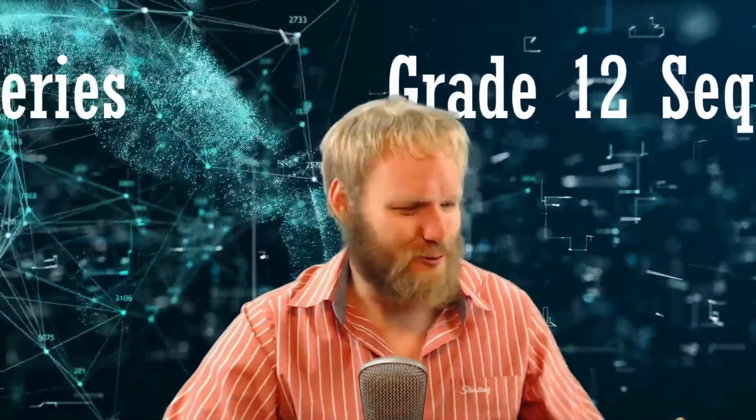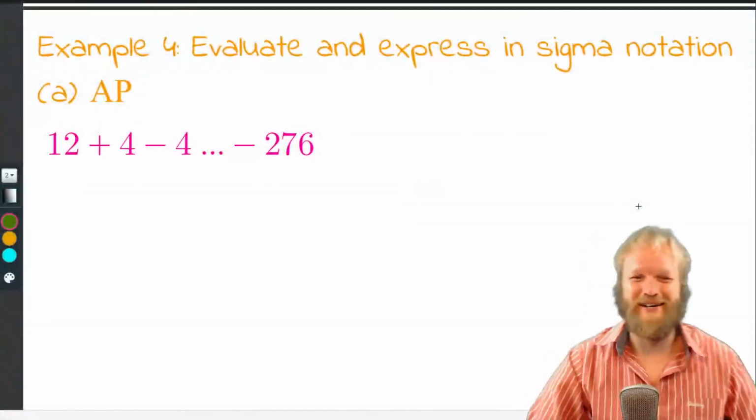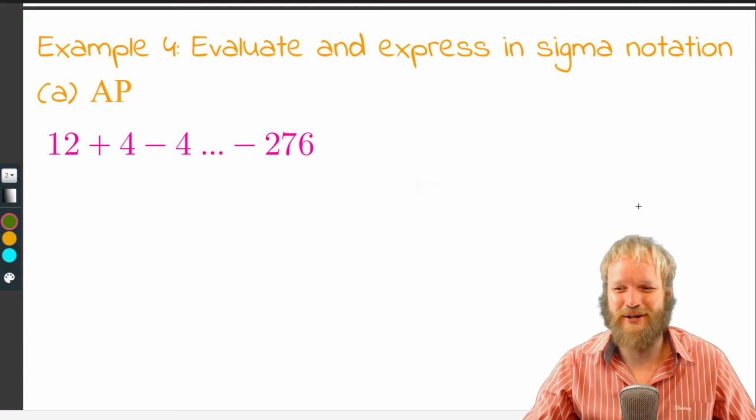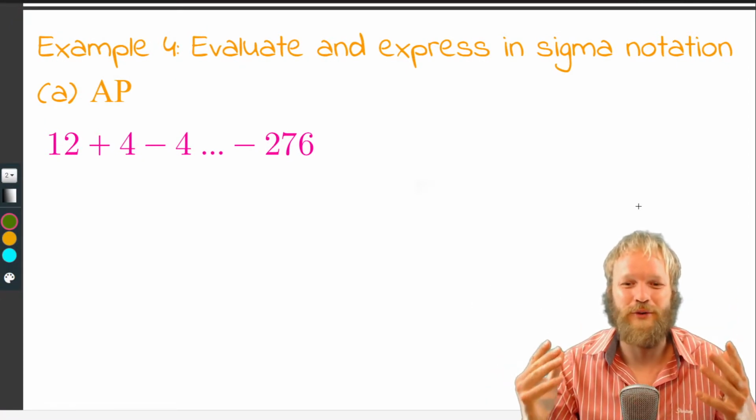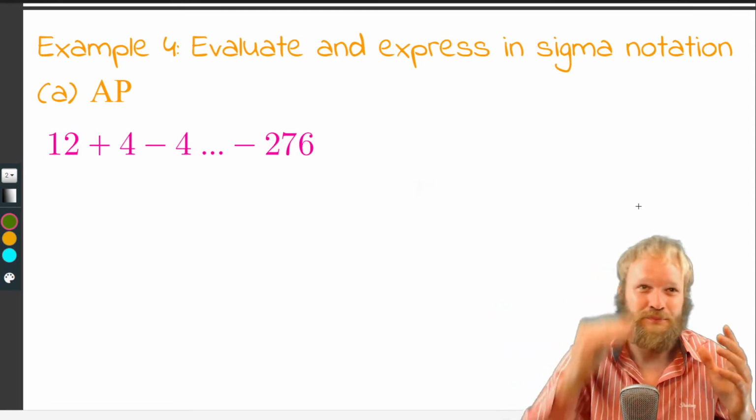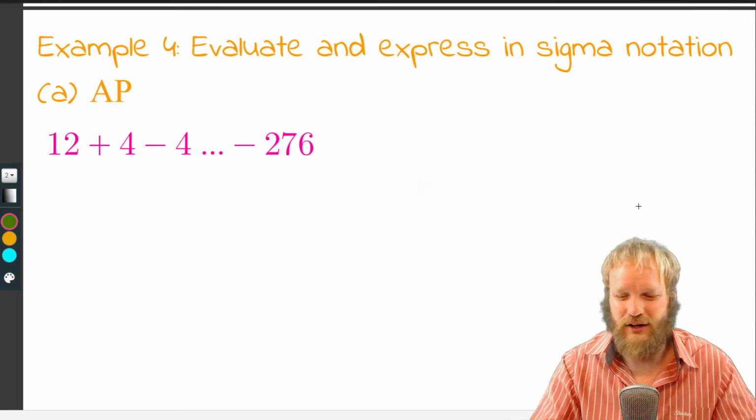And we're back. And what were we doing? We're heading into evaluating and expressing in sigma notation. So kind of doing the opposite of what we were doing before. Before we got given that sigma stuff and we're working out, and this time we're going the other way around.